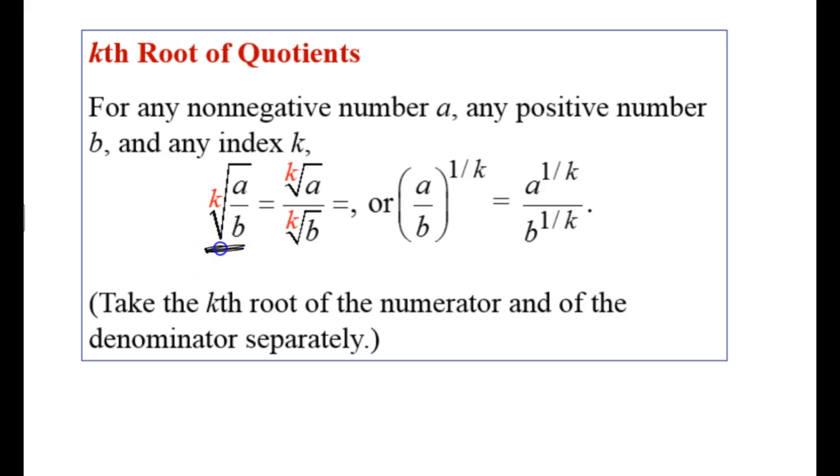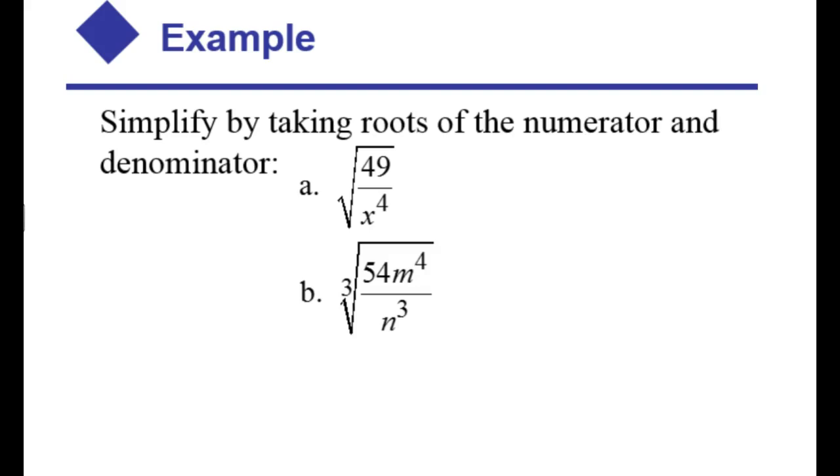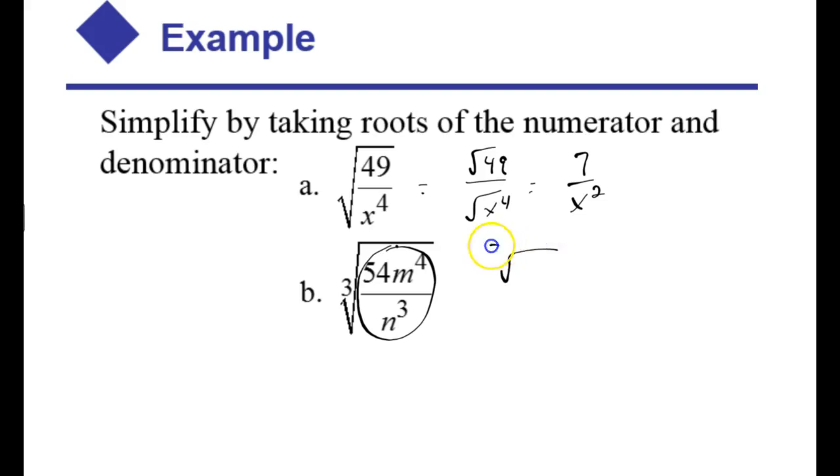Again, if it's together, pull it apart. If it's together like this, by the way, we can distribute to the numerator and denominator. So I would say if this is together, we can pull that apart. So let's pull this apart. The square root of 49 over the square root of x to the 4th is 7 over x squared. Nothing reduces in here, which would be the first thing I would check. So if I can't reduce, then let's pull it apart.